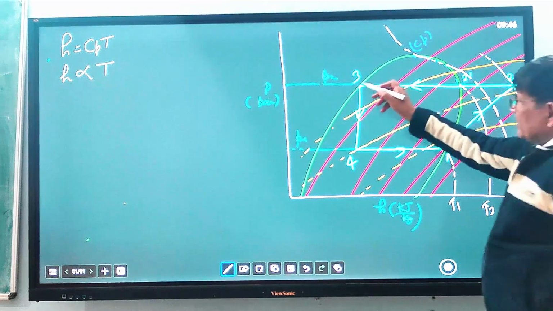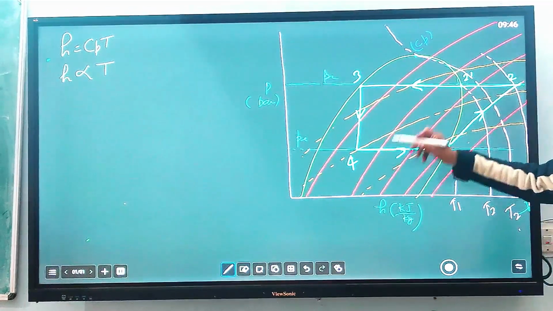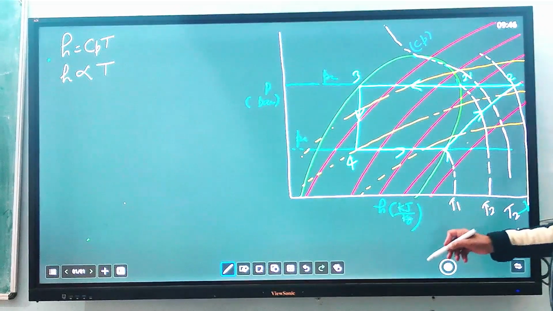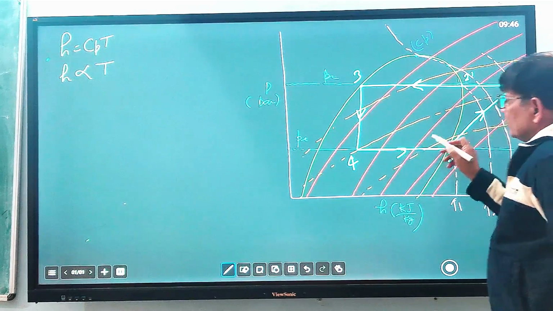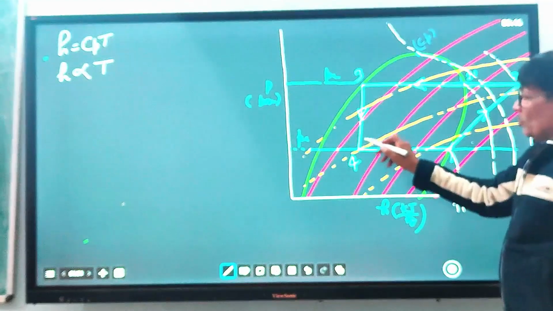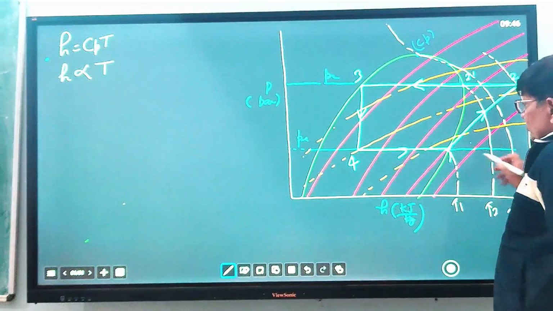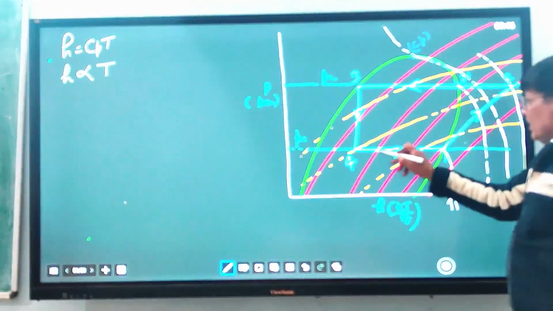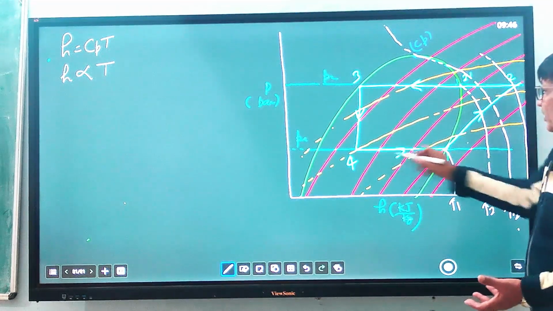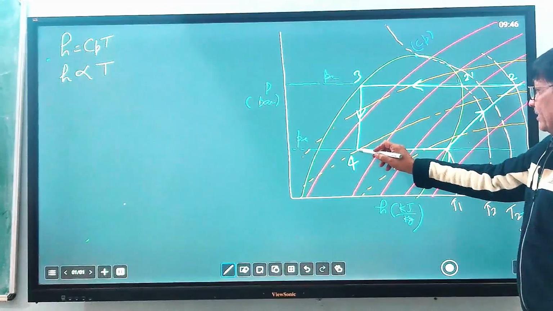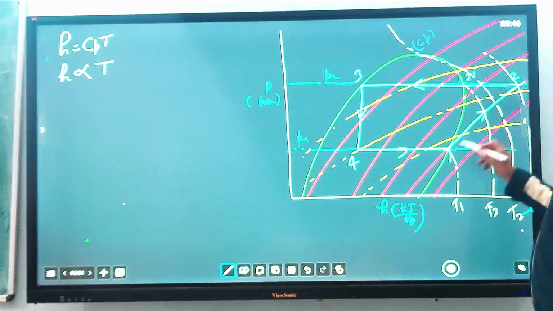You can see temperature and pressure both will decrease. Here it is in liquid state, low pressure, low temperature. It will enter into the evaporator, and heat will be taken from the surroundings of the evaporator. In a space, some commodities will be there. Heat will be taken from that space, and this is a cooling effect process. Cooling will take place in process 4 to 1.